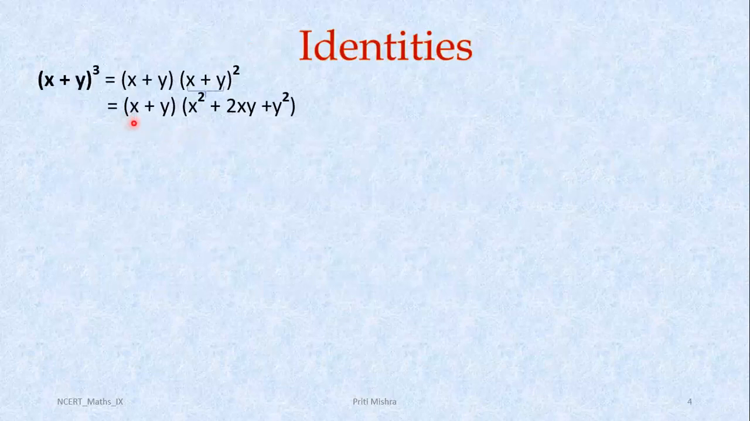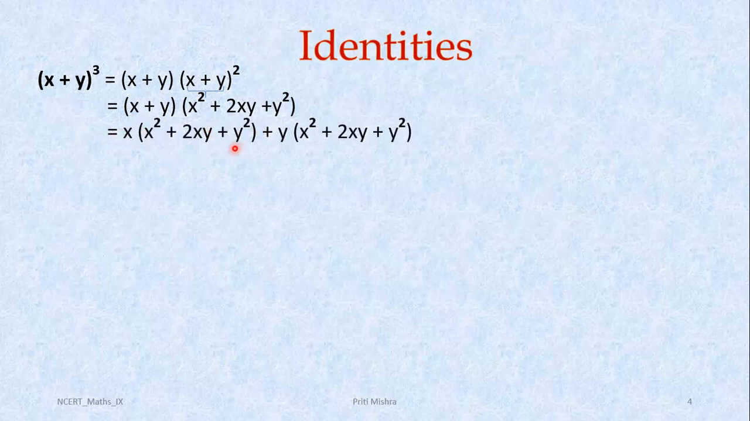Now this x and this y will be distributed independently to this expression, x to this expression and y to this expression. Now I will multiply this x to all these three terms independently, then this y to all these terms independently. I now have x cube plus 2x square y plus xy square plus x square y plus 2xy square plus y cube.